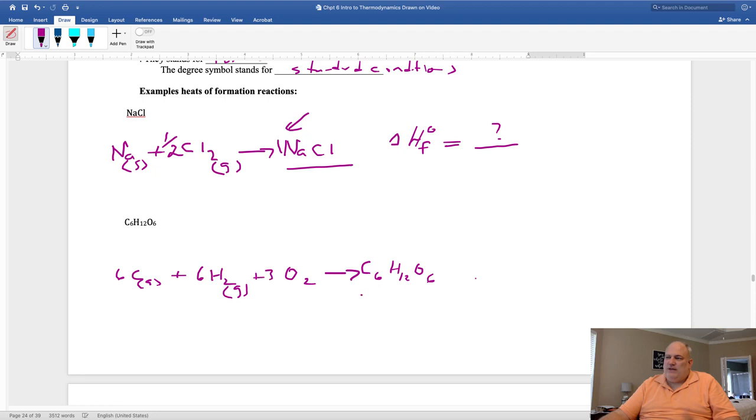So in order to figure out the enthalpy of formation of C6H12O6, they had to figure out the energy change from these 3 things being added together. Does that kind of make sense?